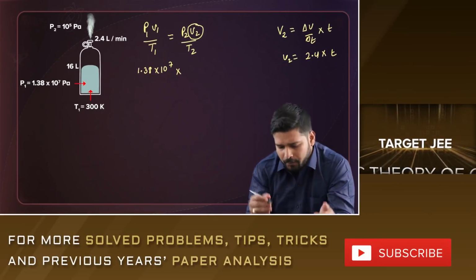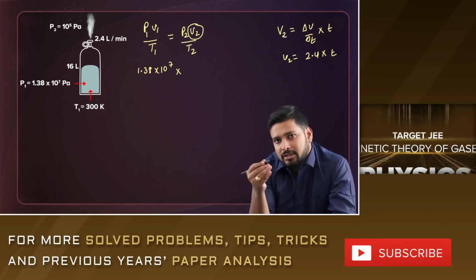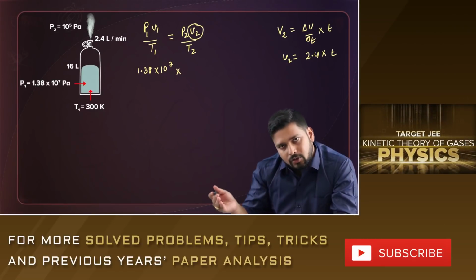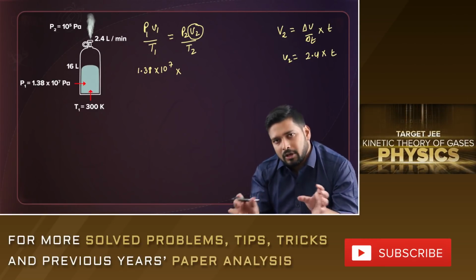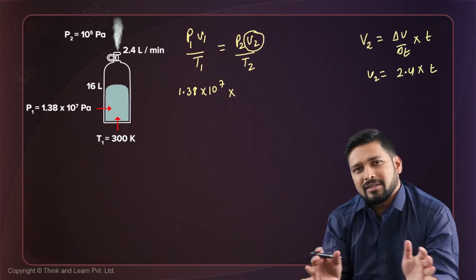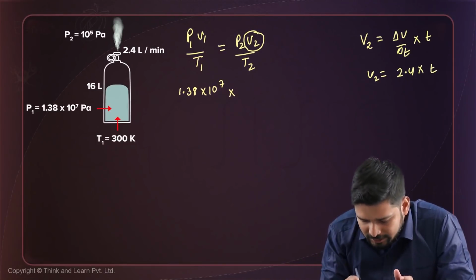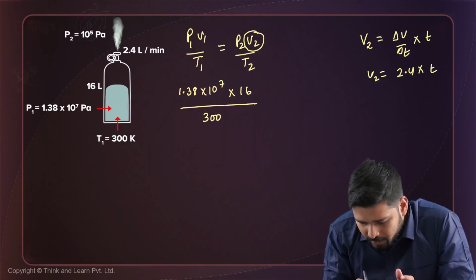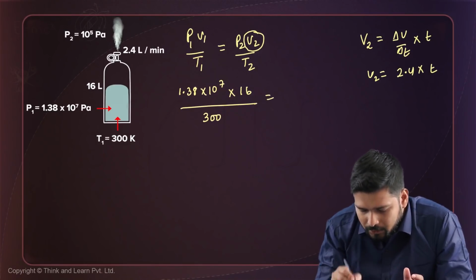So we'll take the same volume and we'll not change the unit into meter cube or anything. Why? Because on the other side also we are going to encounter liter, so they all will get cancelled out. So it's just unnecessary waste of time. So we'll not do that. We'll just write 16 divided by 300 Kelvin, which is equal to P2.